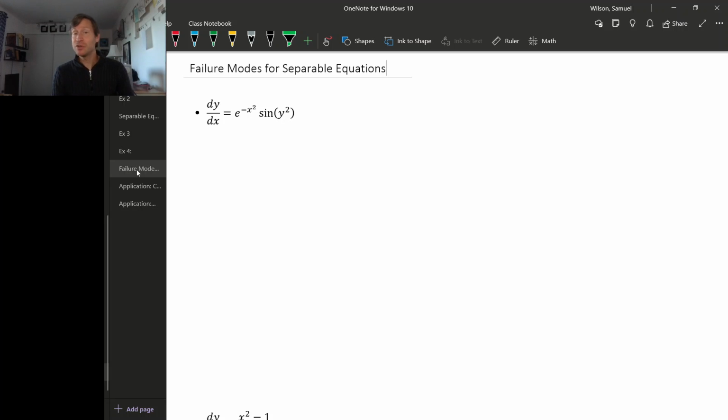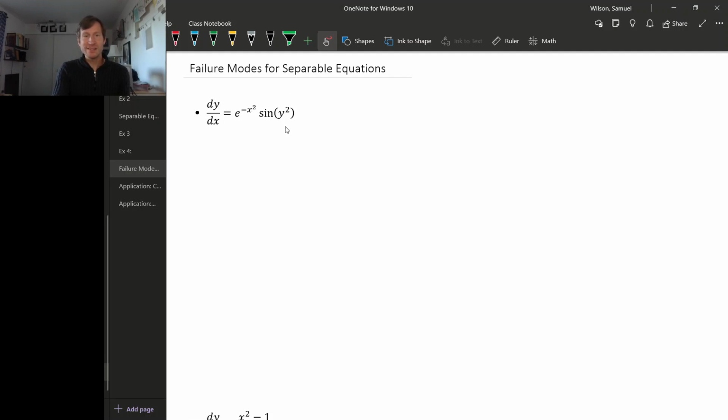Now that we have this trick for separating separable equations, it's easy to fall into the trap of thinking that we can solve any differential equation, at least any first-order differential equation. But that really isn't the case. There are some problems with this trick that we have for separating variables, some ways that this trick can fail. So let's have a look at that.